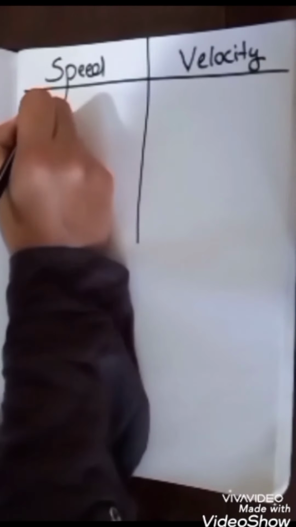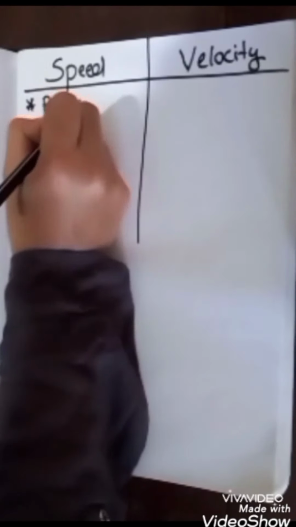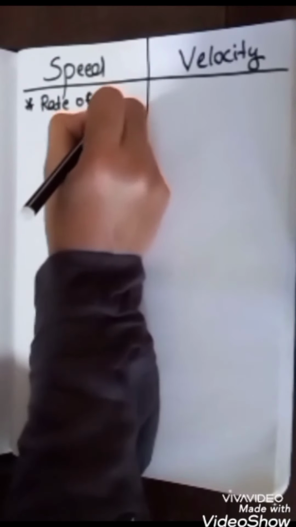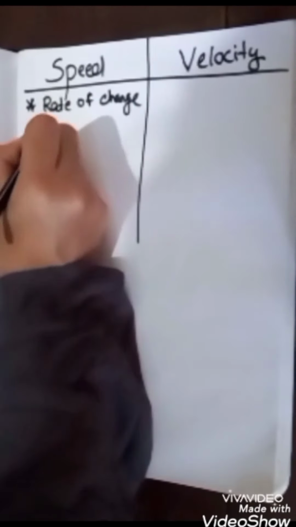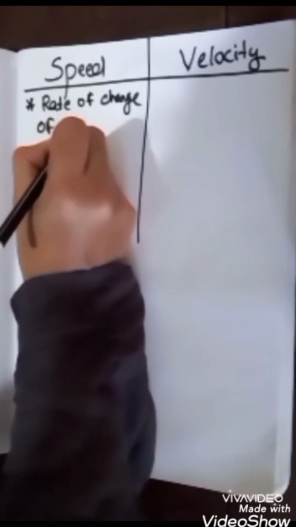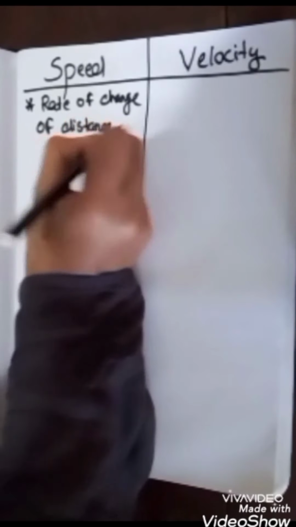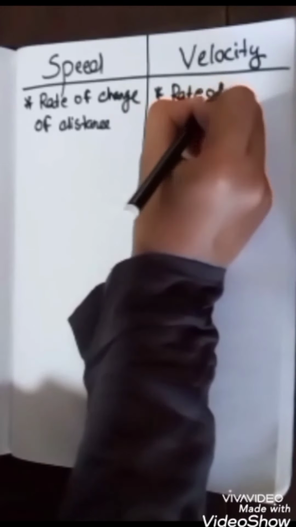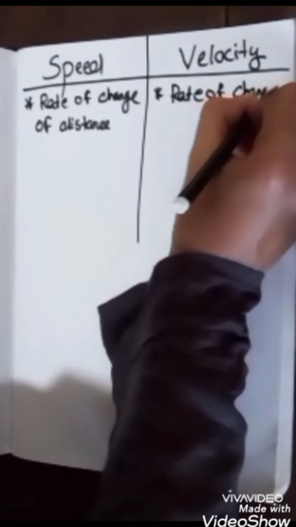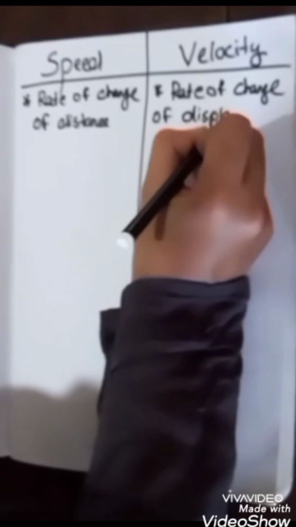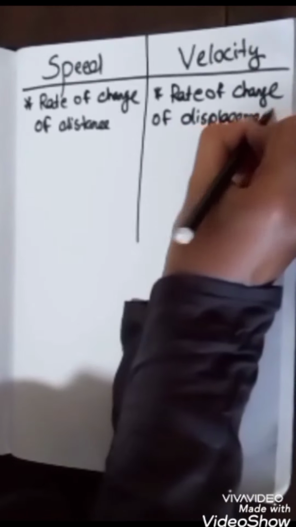What is the definition for speed? Speed is the rate of change of distance. Then velocity is the rate of change of displacement.